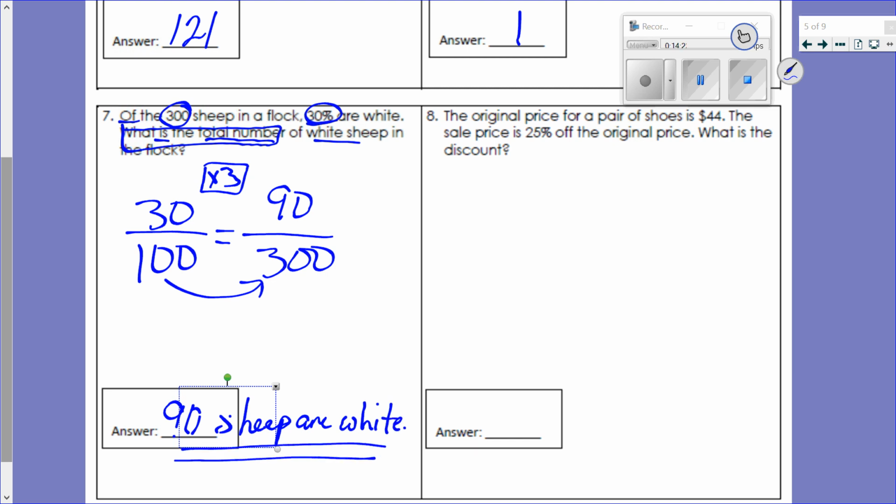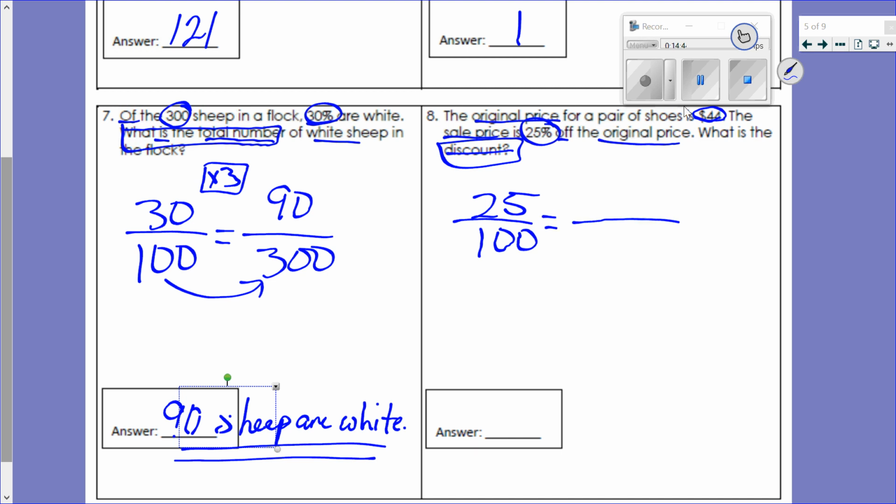Okay, next one, original sale price, 25% off the original price. What is the discount? So this one gets a little more complex. The percent is still really easy. That's why we start with it. Our key is, where does that 44 go? Is that the part or the whole? It's the whole. The original price.